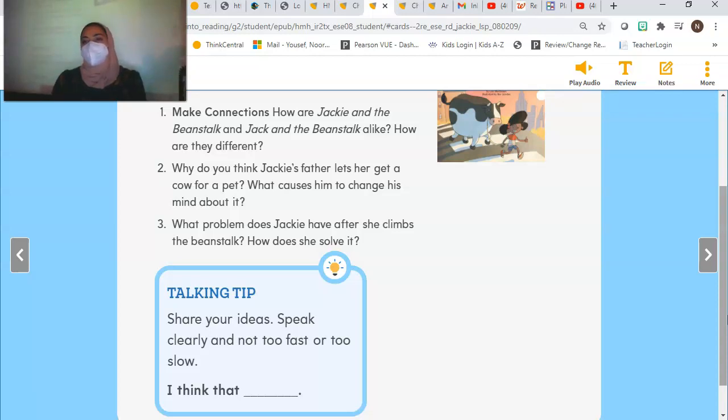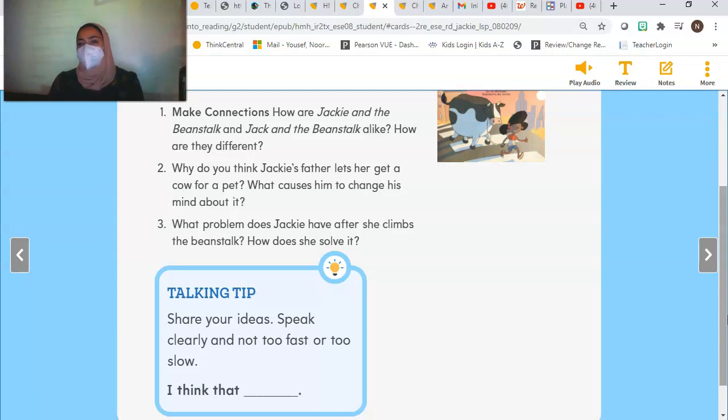What's another way they are different, or the stories are different? Leia? Very good. Jack and the Beanstalk takes place in the past, and Jackie takes place in the present now. What's another one, Christian? Okay, very good. Jack is older, and Jackie looks younger. Very good. That's a good point. What's another one, Haney?